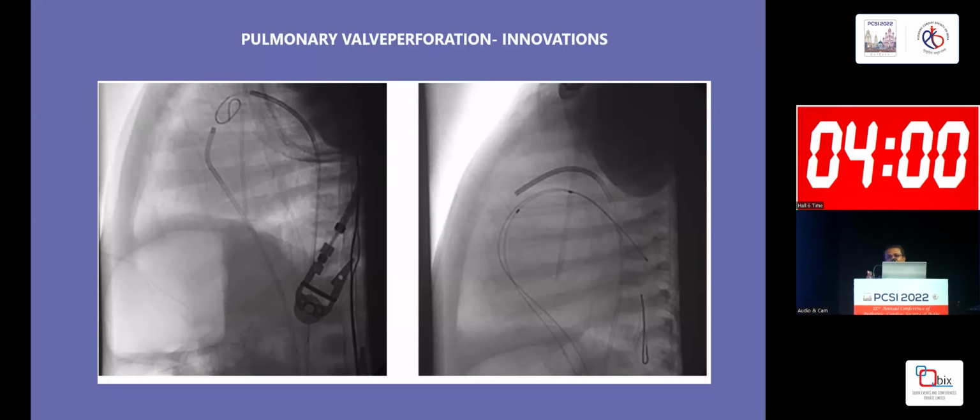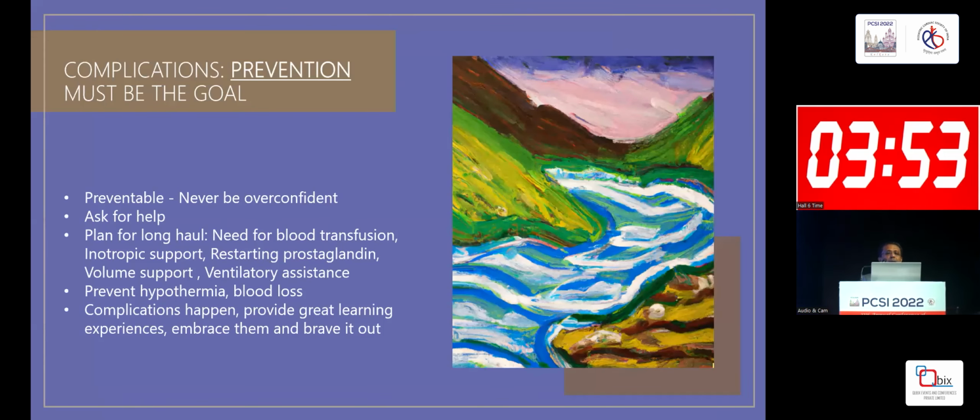And if you read through it, probably you can come up with some genuine ideas which will help you in such interventions. The complications mostly are preventable. The most important reason why I found I got into trouble is when I was overconfident. Always ask for help. Plan always for a long haul. Get your blood transfusion, blood group cross-match done, and inotropic support. When needed, restart your prostaglandin, volume support, and ventilator assistance.